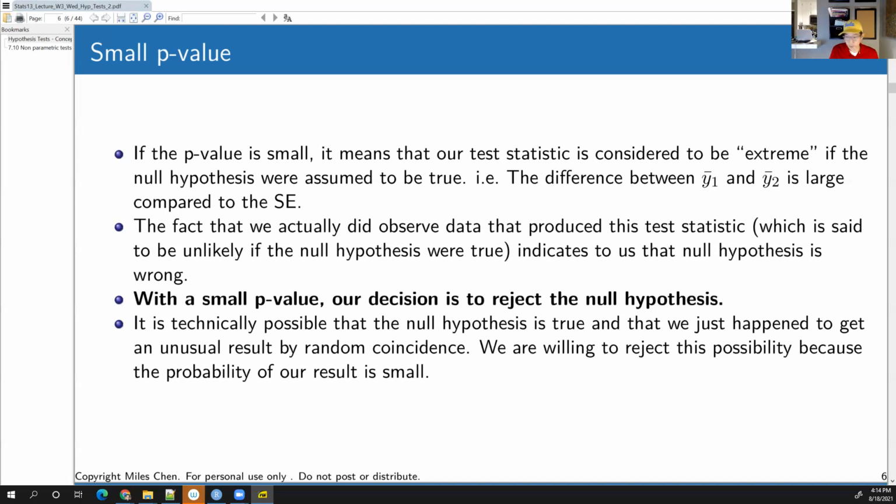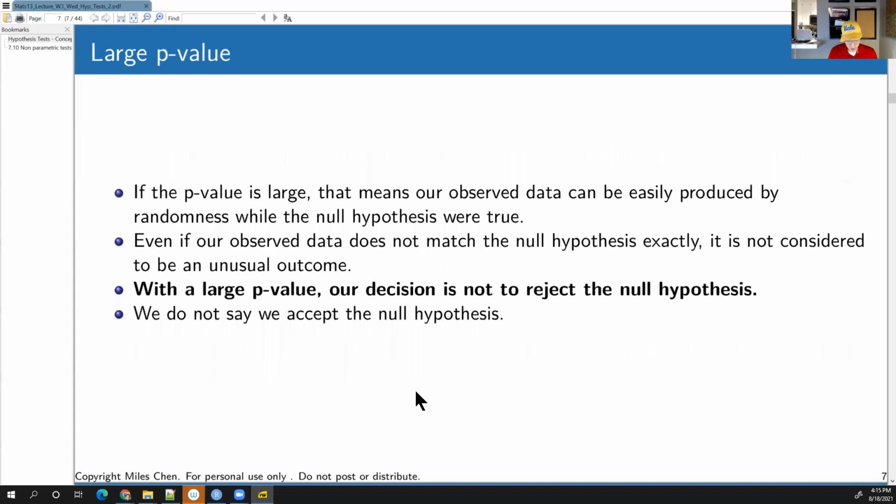Okay, and so the flip side of this is we get a large p-value. If you get a large p-value, that means the data that we have observed could easily be produced by randomness while the null hypothesis were true. So even if the observed data doesn't exactly match what the null hypothesis says, it's not considered to be an unusual outcome, right? So the null hypothesis says that the two populations have the same mean.